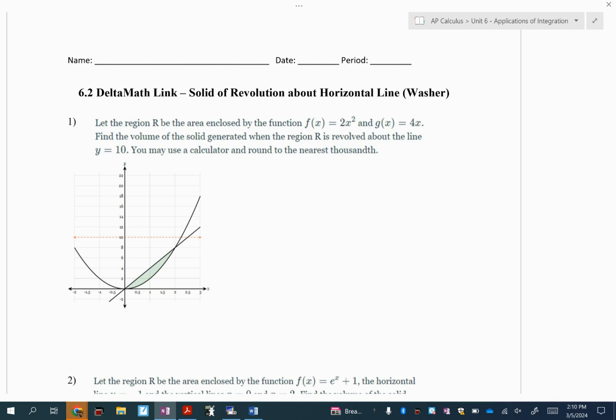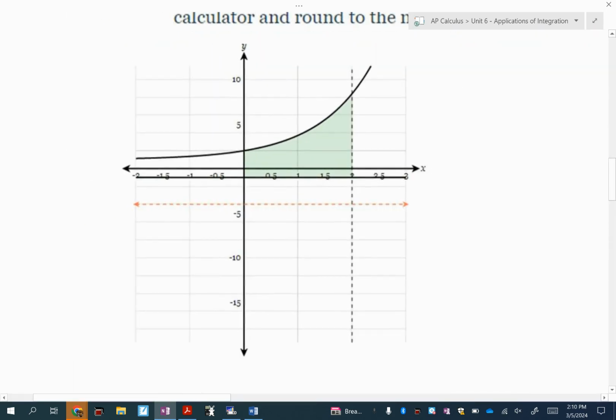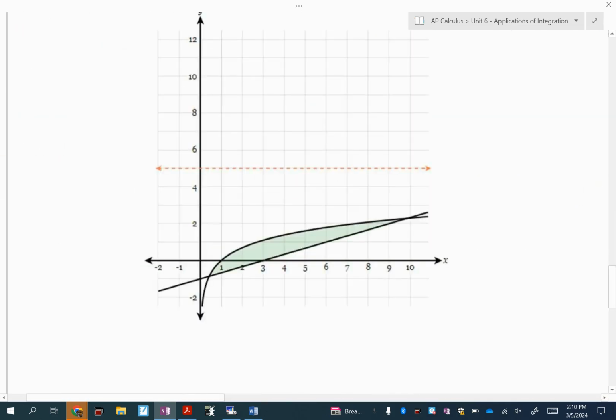In this case, it's going to be a little bit different because if you notice, there is going to be a gap between this area and the line that we're revolving around. Here's another example we'll do in a second. See, there's a little gap here. And the last one we're going to do has a little space here. So what happens is it creates a washer.